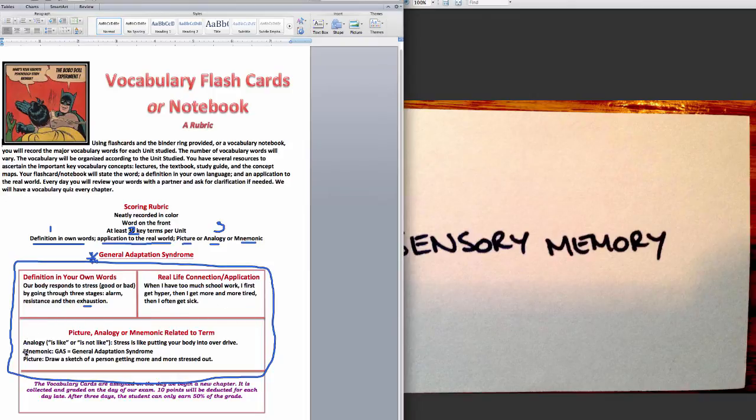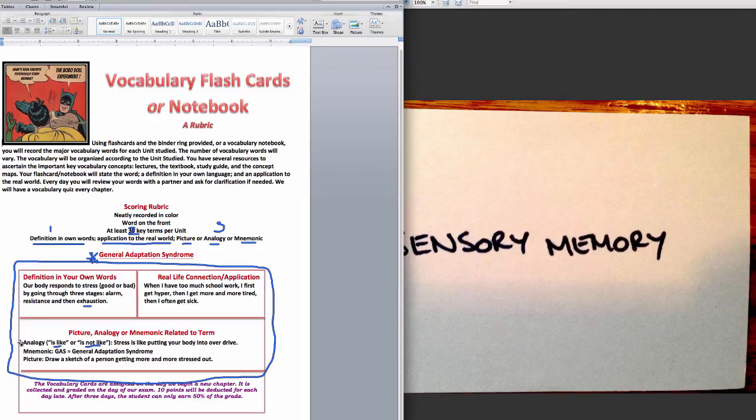I put in all three of the different things you could do. Analogy: an analogy always has "is like" or "is not like" in it. This is a lot of times the easiest one if you can't think of a good mnemonic or a picture to do. You'll oftentimes find yourself doing it, but you've got to have something like general adaptation is like, or stress is like, something, "is like" or "is not like." That's how this is going to work.